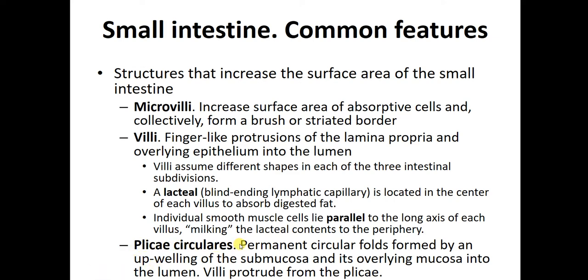Then we have plica circularis. Plica circularis is a structure of projection of submucosa. You see, it's a next level, so next level of increase in the surface area. So plica circularis is a projection of submucosa, on which villi are present.